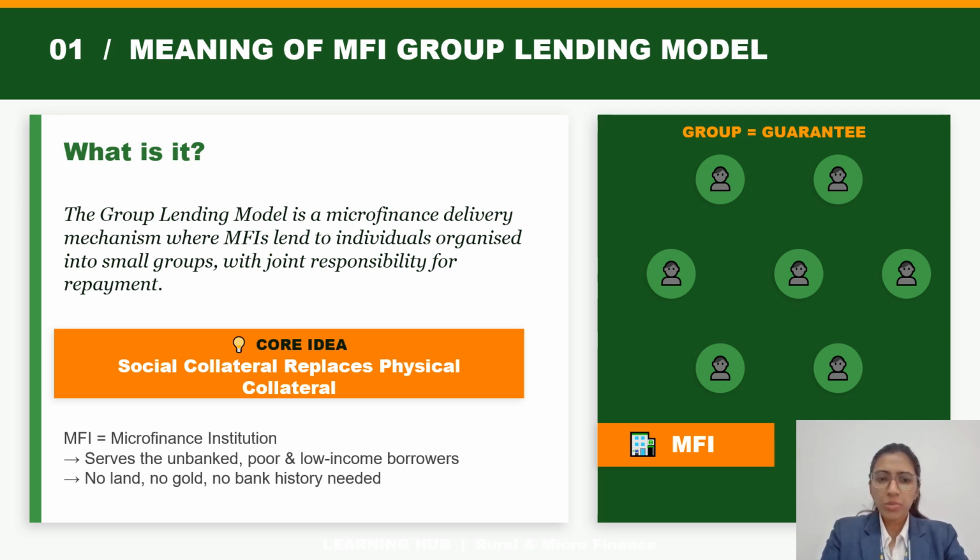In the group lending model, individuals do not get loans alone. They form small groups. If one person defaults, the entire group is responsible. This brings us to the most powerful concept in the model. Social collateral replaces the physical collateral. You don't need land. You don't need gold. You need people who trust you.